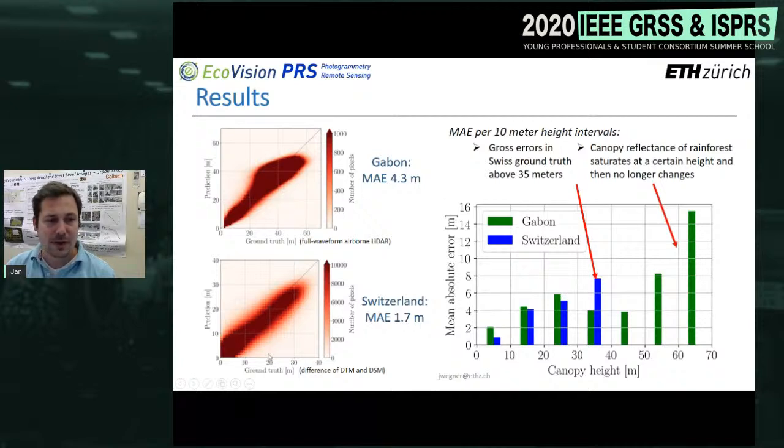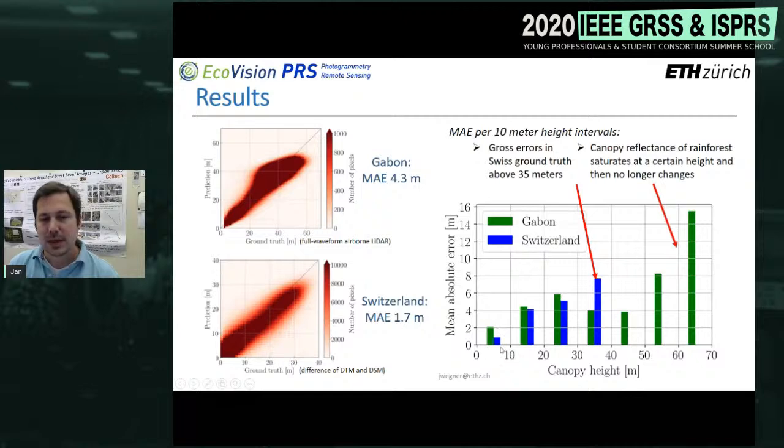And when we apply our model, we plot the ground truth versus the prediction, and if everything is perfect, everything should be on the diagonal. And of course, it's not completely perfect, but we see that the results are rather nice. We get a mean absolute error for Gabon of 4.3 meters, and in Switzerland below 2 meters, but also, of course, the trees in Switzerland are smaller, so up to 35 meters, where in Gabon they are much larger, up to 65 meters.